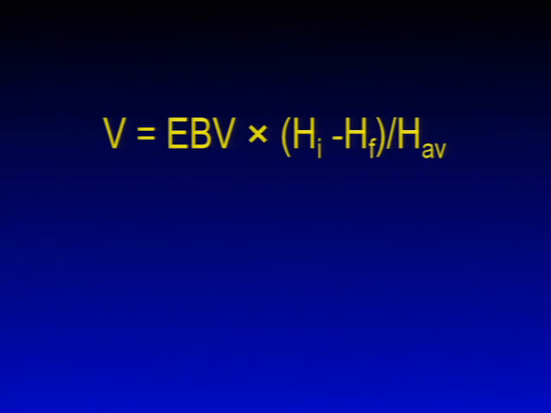There's also an equation for calculation of blood volume: estimated blood volume times the initial hemoglobin minus the final hemoglobin, over the average hemoglobin, or if it's an acute bleed, the initial hemoglobin. Basically, this equation can be used to determine how much blood volume you find is acceptable to be lost prior to transfusing a patient.